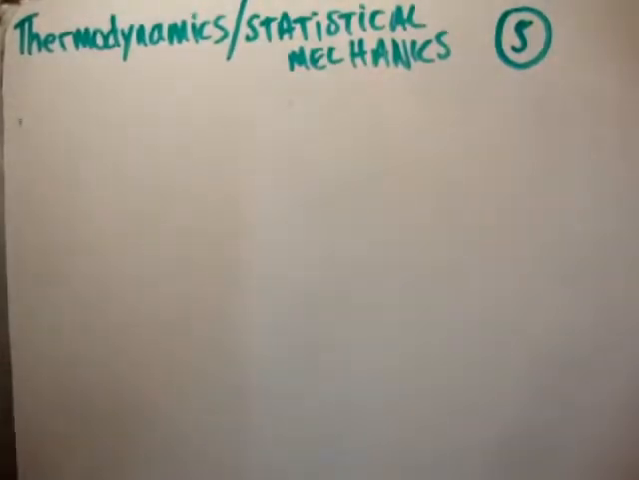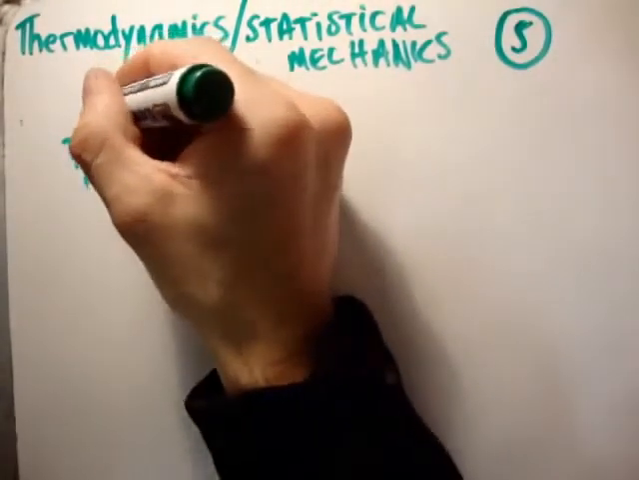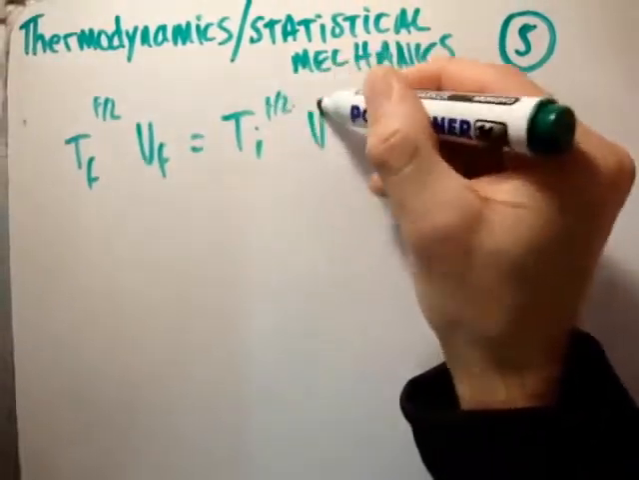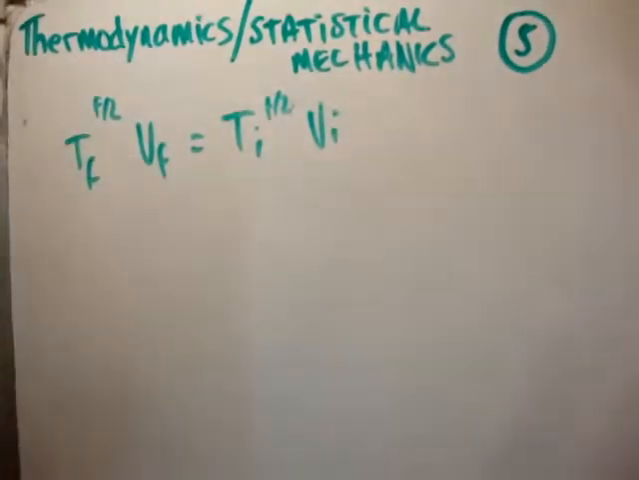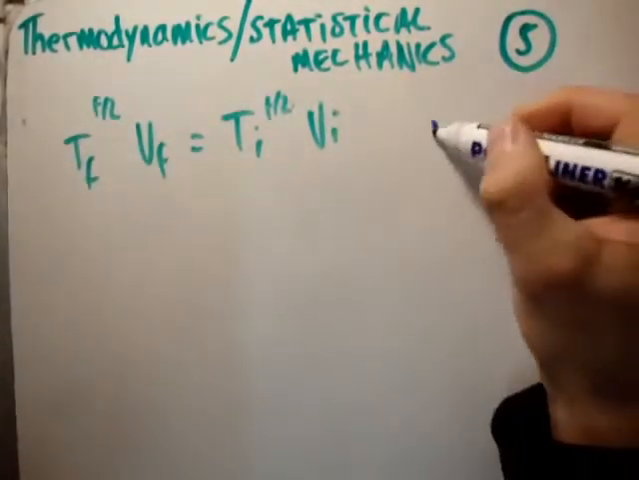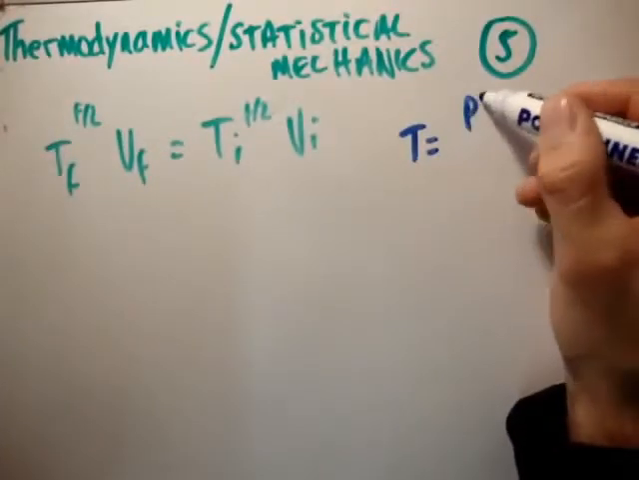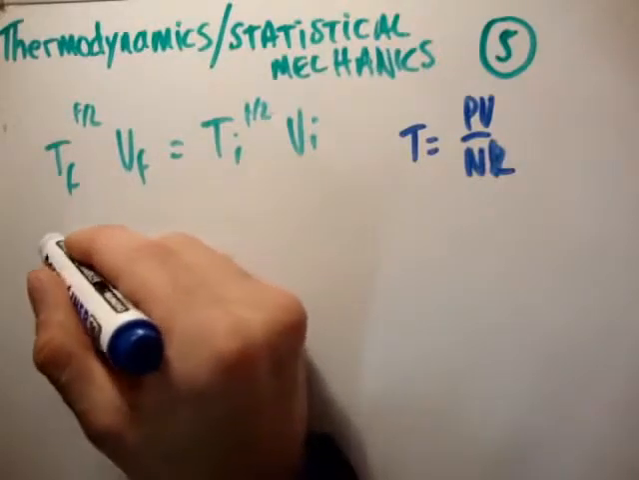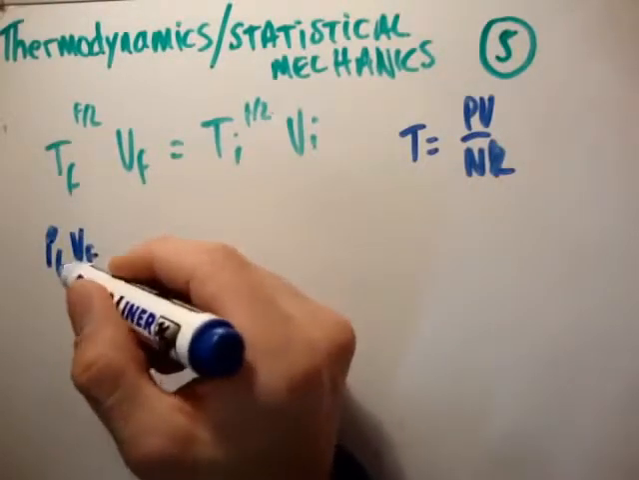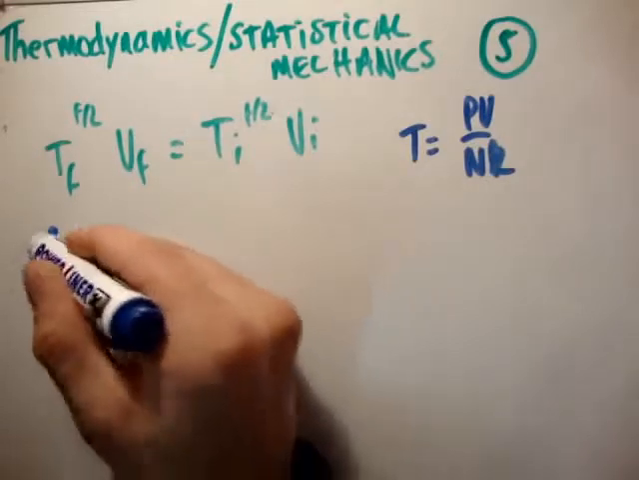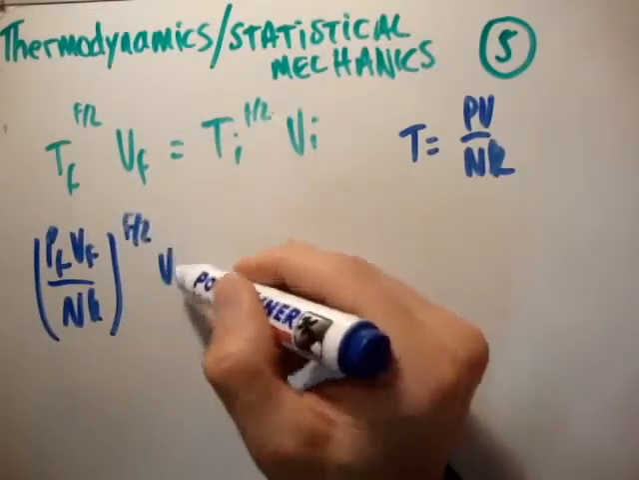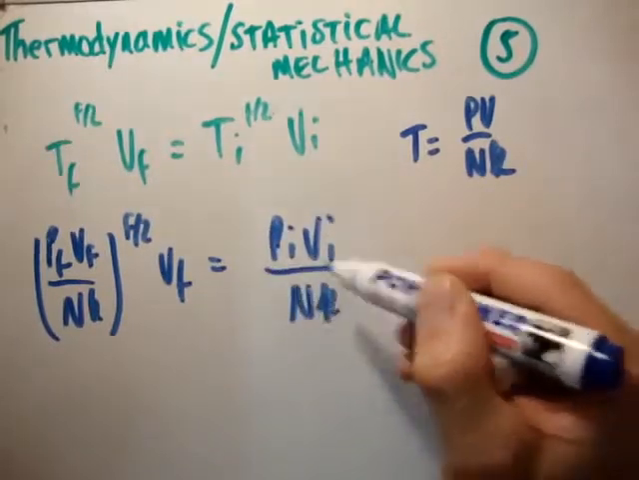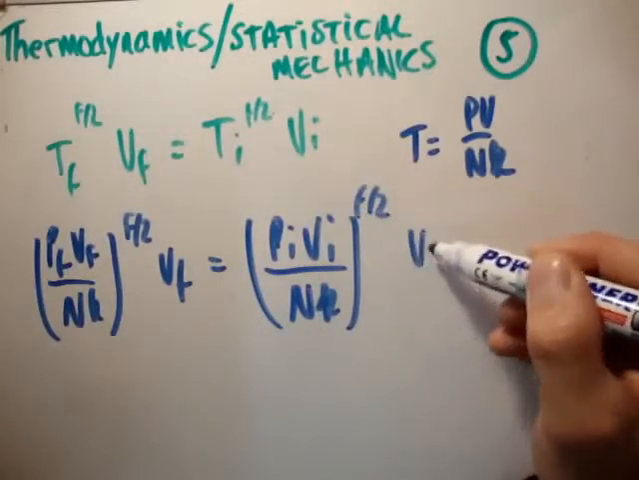So let's go back to what we said a moment ago. We said that T_F to the F over 2 times V_F is equal to T_I to the F over 2 times V_I. But we know that by the ideal gas law, T is equal to PV over N times K. So we can rewrite this as follows: P_F V_F divided by NK, to the power of F over 2, times V_F, is equal to P_I V_I divided by NK, to the power of F over 2, times V_I.